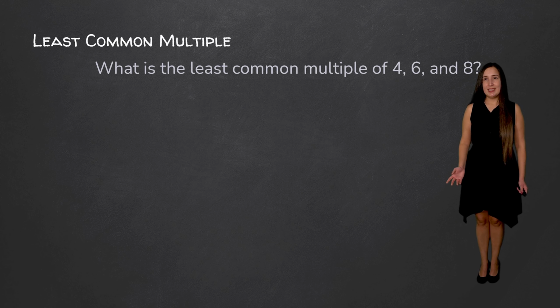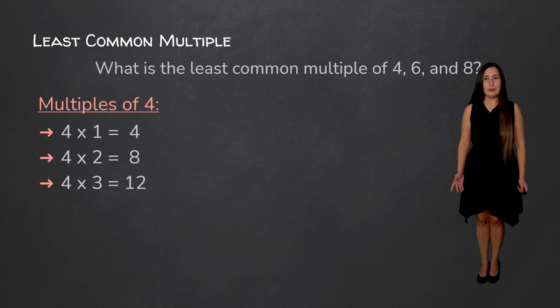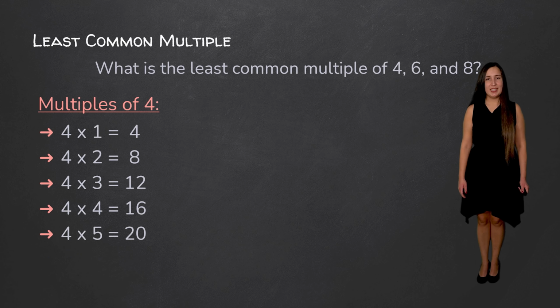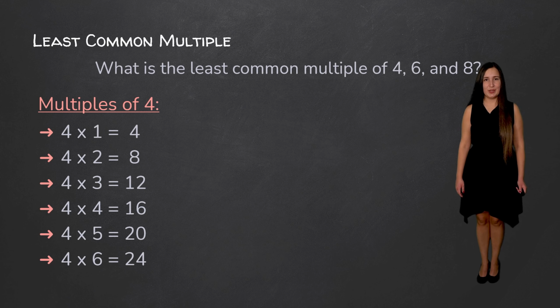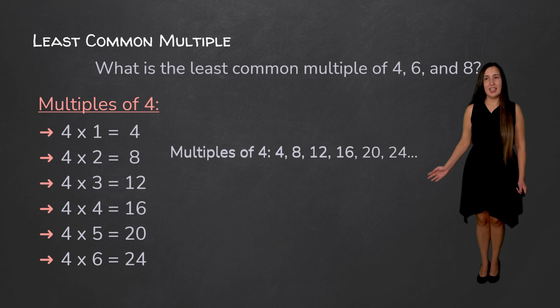Let's do another example. What is the least common multiple of 4, 6, and 8? First we have to list out our multiples of 4. 4 times 1 is 4, 4 times 2 is 8, 4 times 3 is 12, 4 times 4 is 16, 4 times 5 is 20, and 4 times 6 is 24. So our multiples of 4 are 4, 8, 12, 16, 20, and 24, and just know that we could keep going if we wanted to.